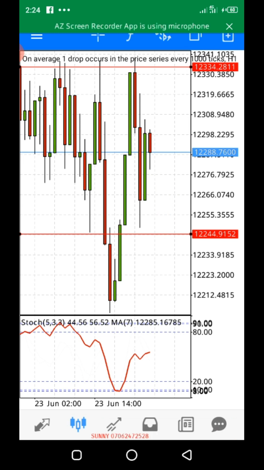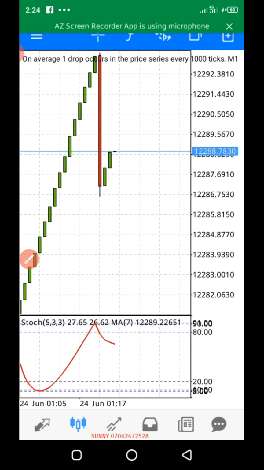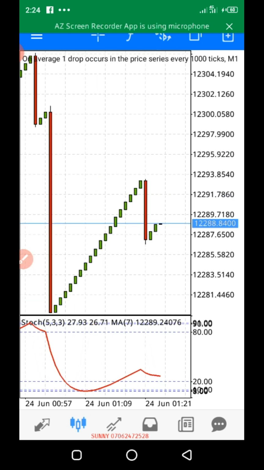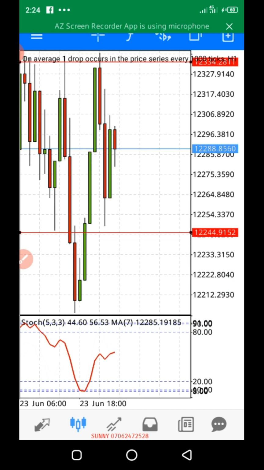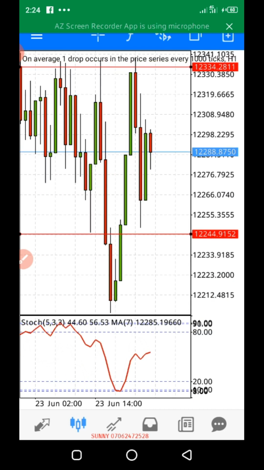So if you check now, the market is spiking down. Look, are you seeing it? There's a short spike recently. So I'm expecting another spike. The market is going to come down. It's going to come down.